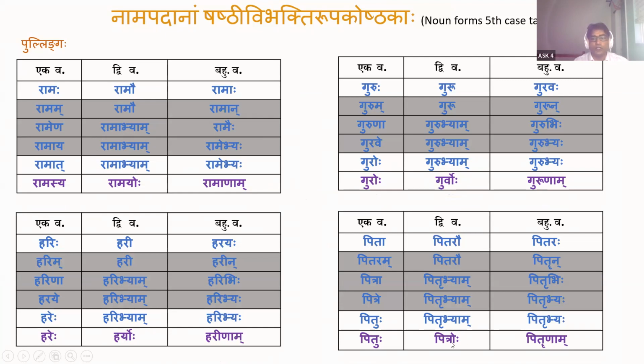Everywhere you will see Dvitiyam will be in the form of Oho. That is one thing you can observe. Almost all are like that. Only Ekavajanam will be different. Ramasya Harehe. So Ramaha, Ramau, Ramaha, Ramasya, Ramayoho, Ramanam. Guruhu, Guravaha, Guroho, Gurvoho, Gurunam. Another thing you can observe is that in Bahuvachanam, everything will be Dirgha.